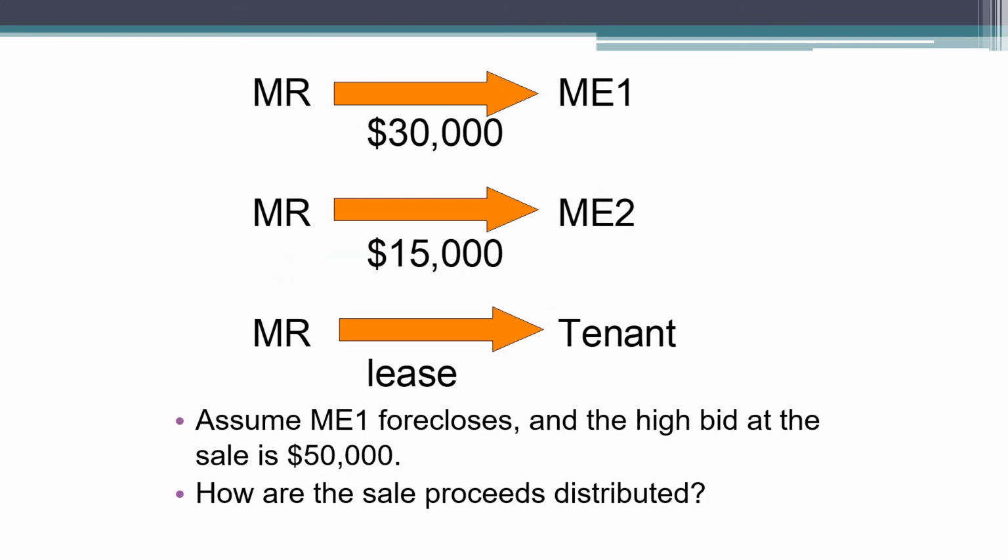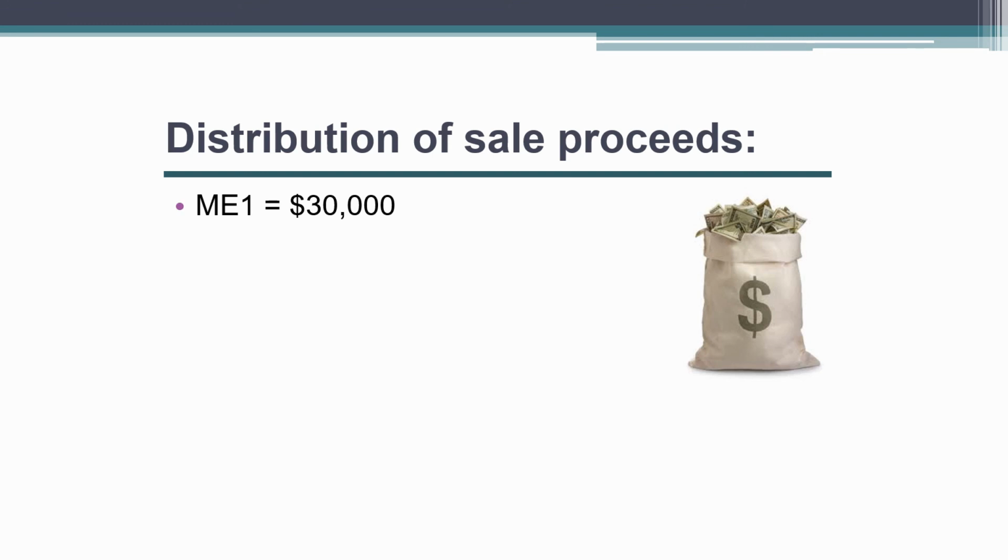Let's put some numbers on this example and see where that leaves us. We have $30,000 owing to ME1, $15,000 owing to ME2, and we have our tenant with the lease. Let's suppose ME1 forecloses and the high bid at the sale is $50,000. There's our buyer bidding $50,000. How do we distribute the sale proceeds? Well, we distribute them in descending order of priority, starting with the mortgage that was foreclosed. So ME1 will get $30,000. That's the amount ME1 was owed. There's enough money left to pay ME2 $15,000 and fully pay off ME2 in that way.